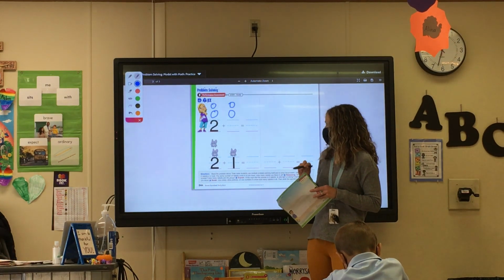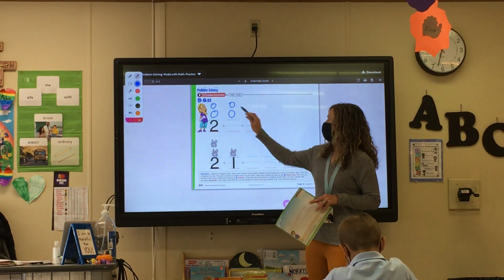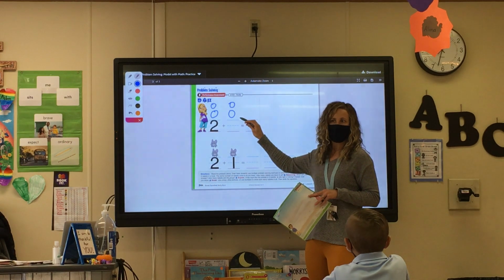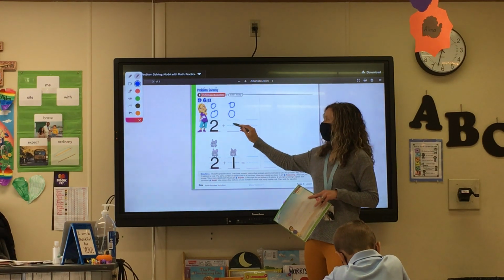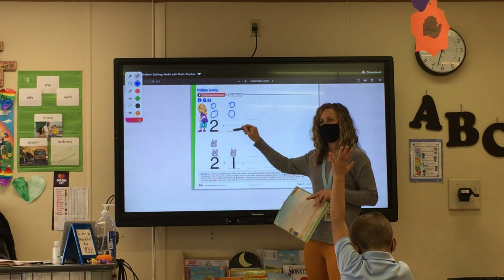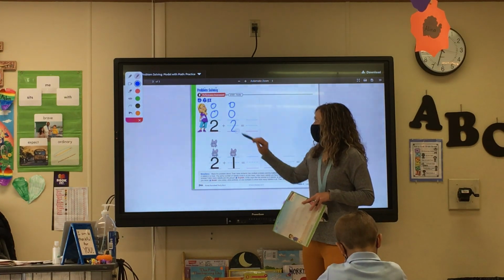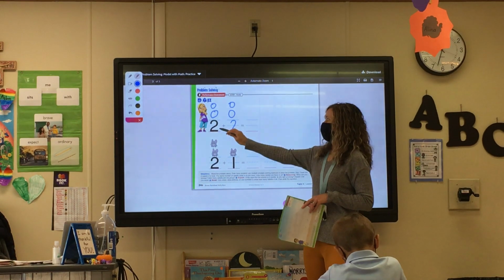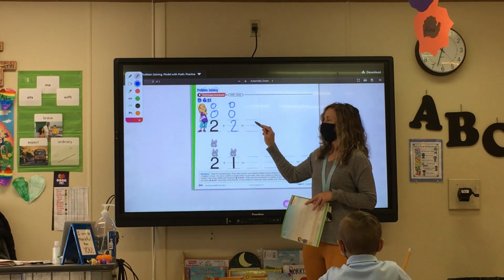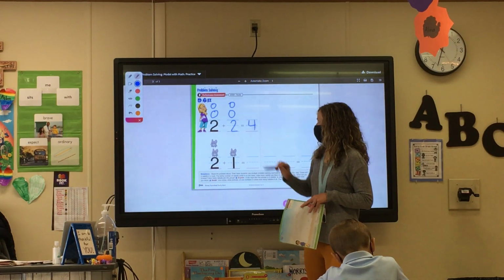All right, so then it says how many rabbits are there in all? So let's write in that missing number. So what's our missing number here? Okay, Juliana? 4. No, right here. The second number. 2. Okay. All right. So Dean, what's our equation? 2 plus 2 equals 4. Very good. Awesome.